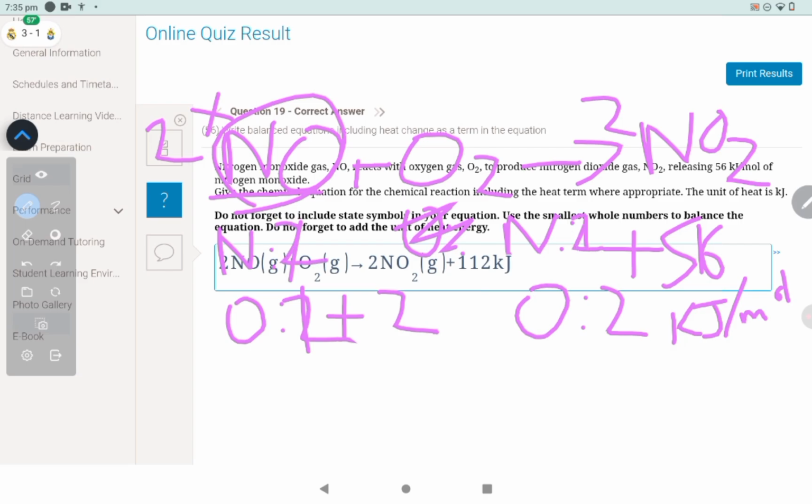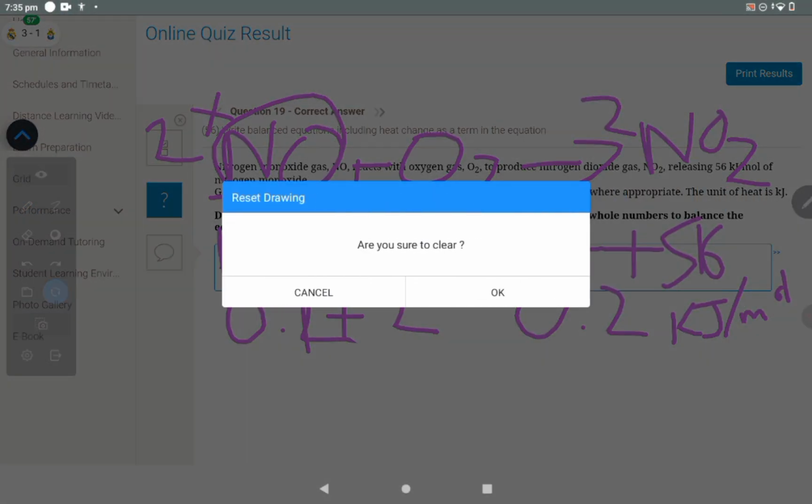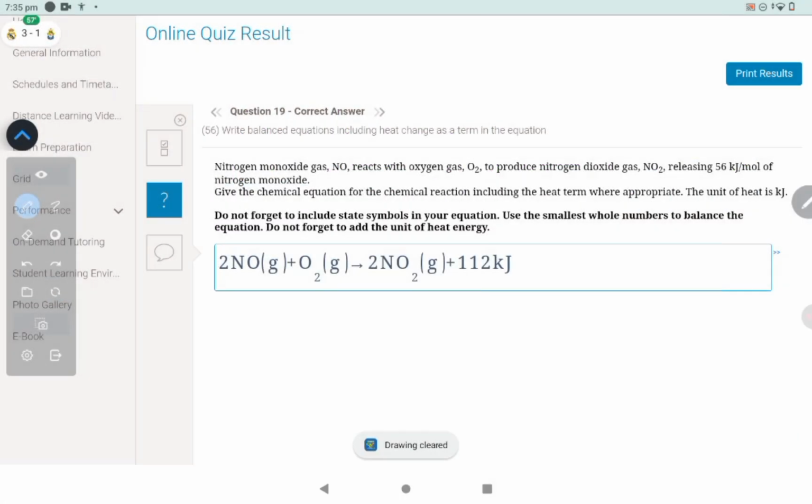So our equation, I'm just going to write it down once again, or actually no, it's on the board. We have 2NO plus O2 gives 2NO2. Yes, okay, now that is the balanced equation. And now we need to find the heat.